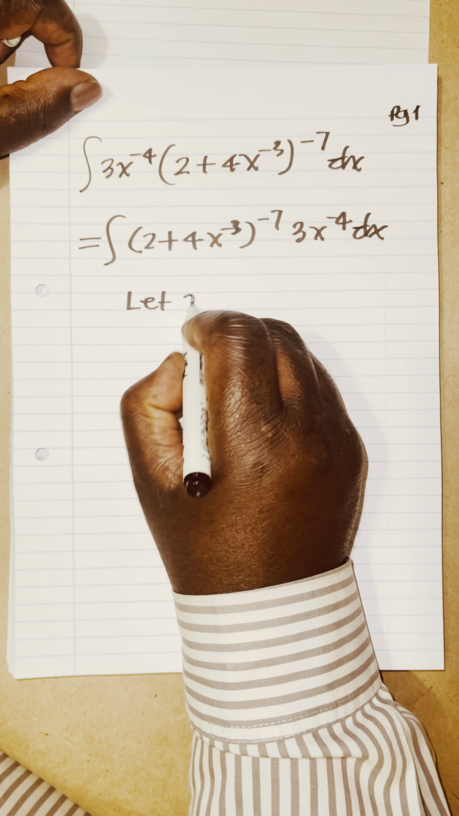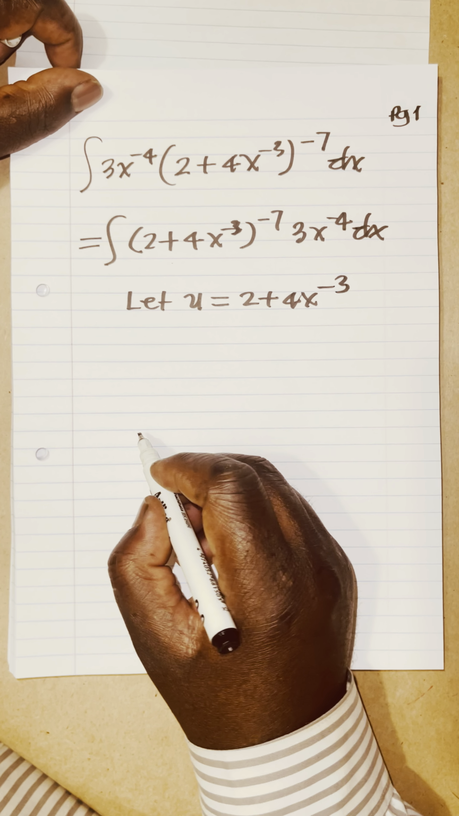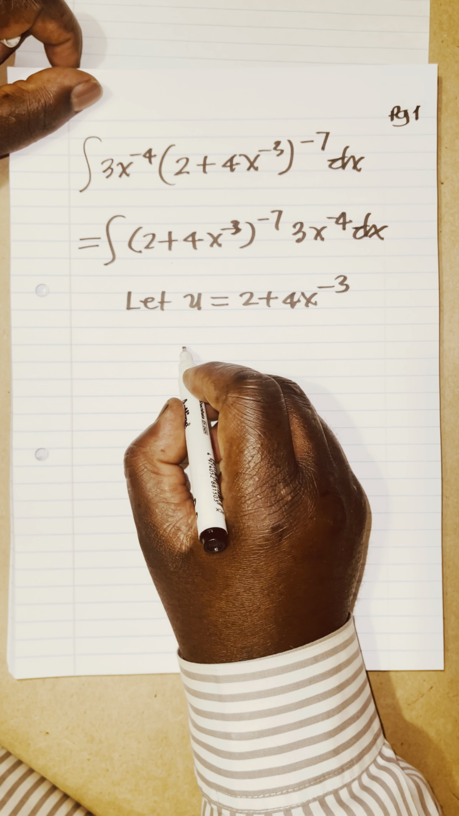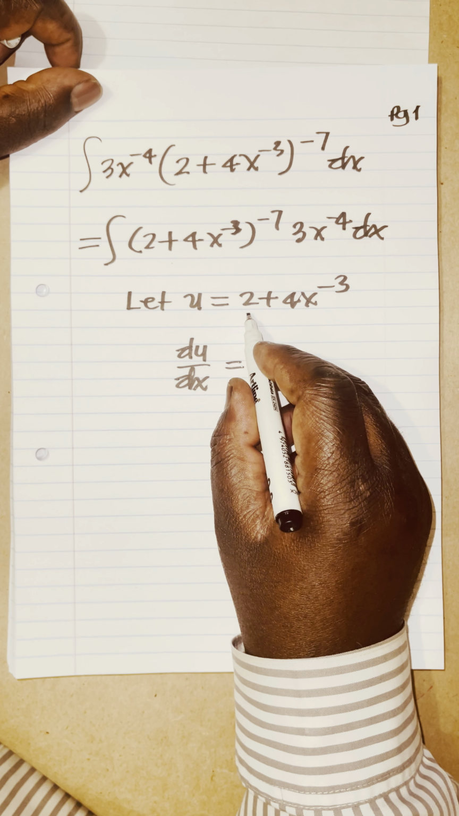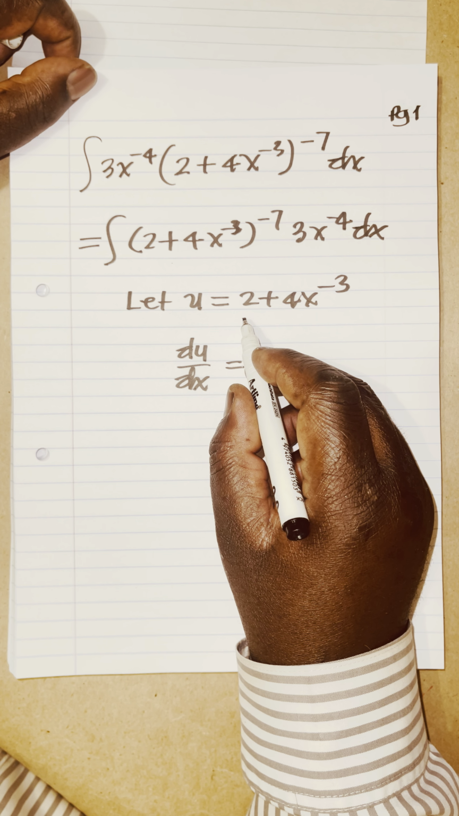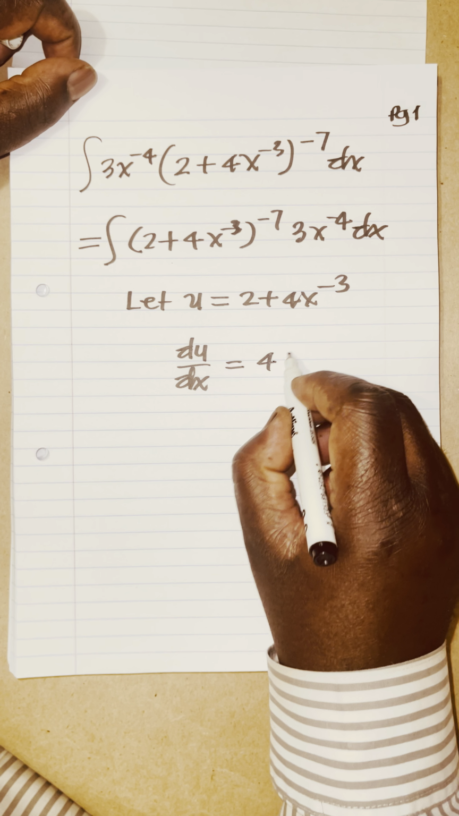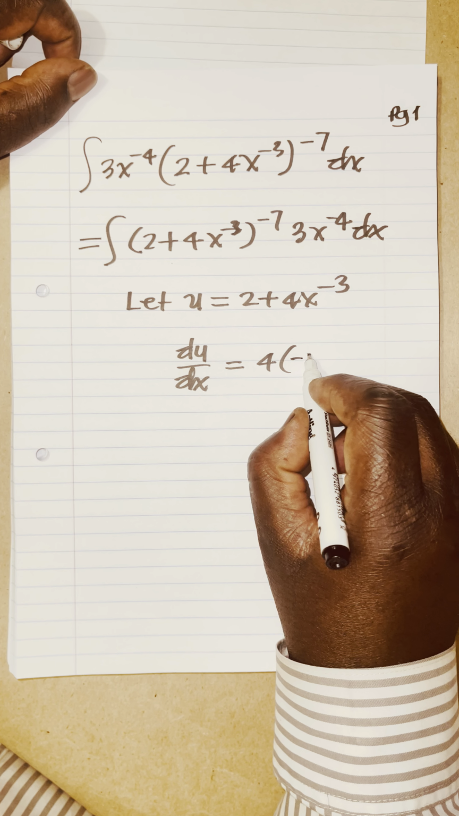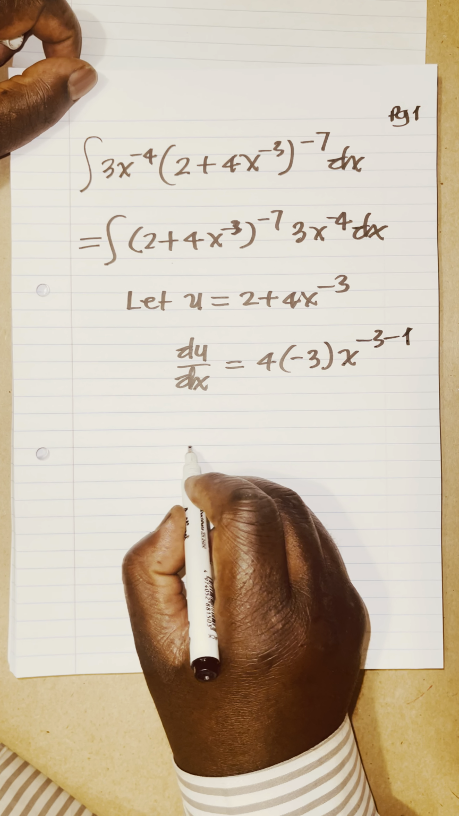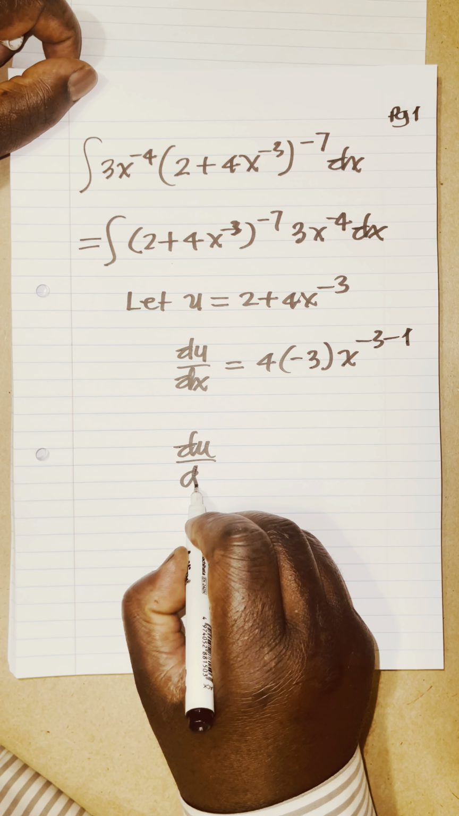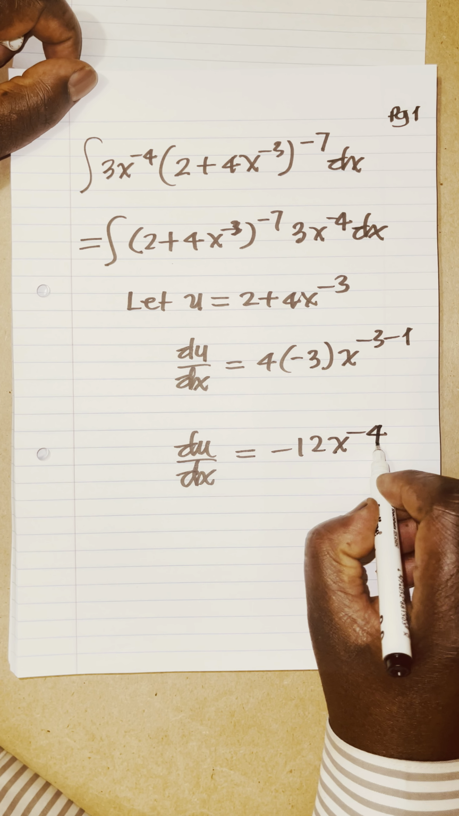Let u be equal to 2 + 4x^-3, and differentiating u with respect to x, du/dx is equal to the derivative of 2, which is 0, because 2 is a constant and the derivative of a constant is 0. Differentiating this, we have to use the power rule there. It's 4 times -3x^(-3-1). And what are we saying? We're saying du/dx is equal to -12x^-4.